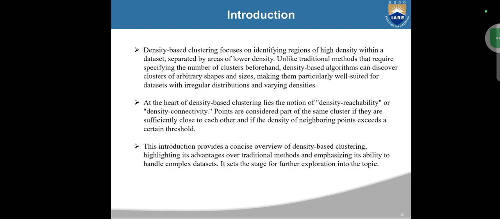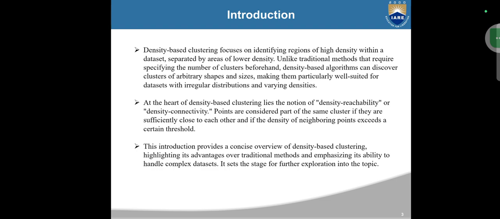Density based clustering focuses on identifying regions of high density within a dataset, separated by areas of lower density, unlike traditional methods that require specifying the number of clusters beforehand. Density based algorithms can discover clusters of arbitrary shapes and sizes, making them particularly well suited for datasets with irregular distributions and varying densities.